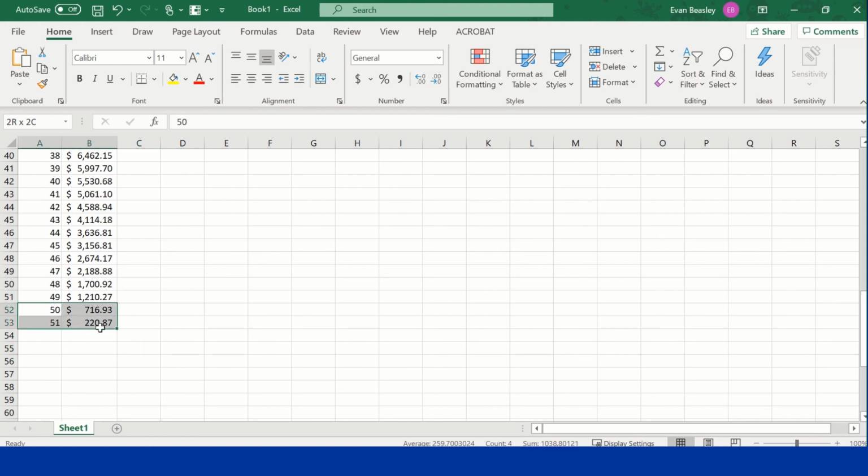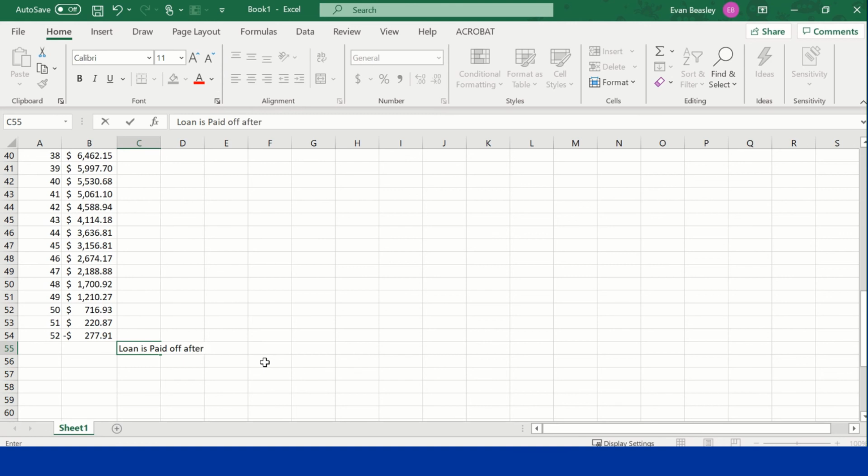Maybe I should note that it's paid off in the 52nd month of the loan. So it's more accurate to say 52 divided by 12, and a third of 12 is 0.33 times 12, so 4 months. So the loan is paid off after 4 years and 4 months.